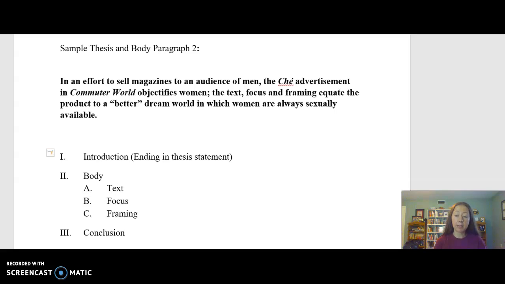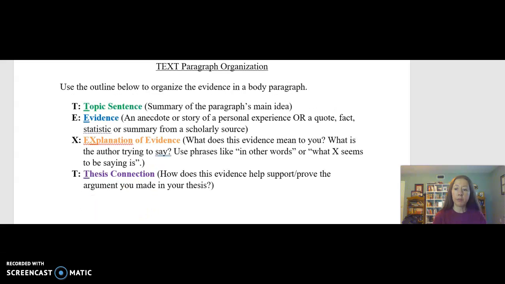We've listed 3 criteria in our thesis, in this case, text, focus, and framing, and we're going to discuss each of those criteria in a separate paragraph in the order that they appear in our thesis: text, focus, and framing, and then you're going to have a conclusion. Let's take a look at how we'll organize that first body paragraph. If you haven't copied these notes down, here they are again.